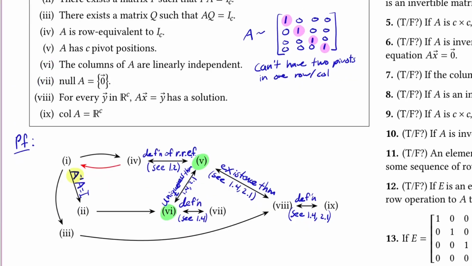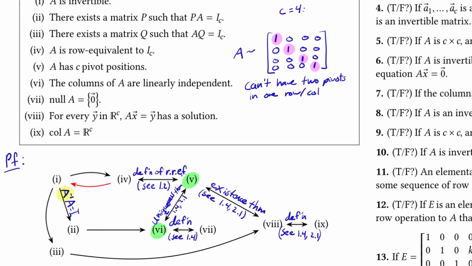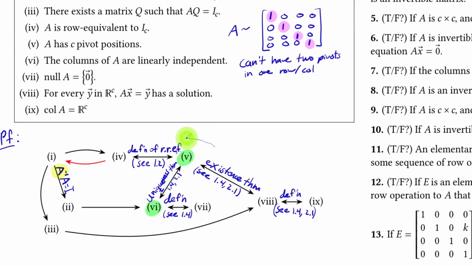At this point, we have connected all of things 4 through 9. And again, this is basically a combination of the existence and uniqueness theorems, because if it's a square matrix, then having a pivot in every row is equivalent to having a pivot in every column. So the existence and uniqueness theorems get mashed together into this mess.